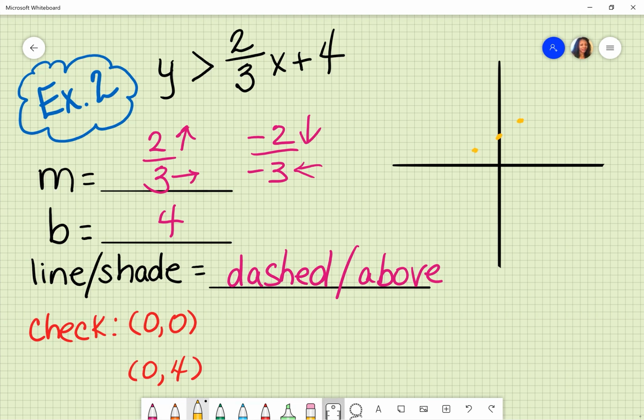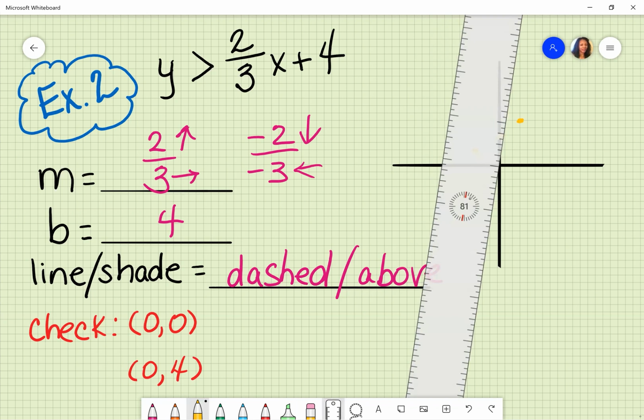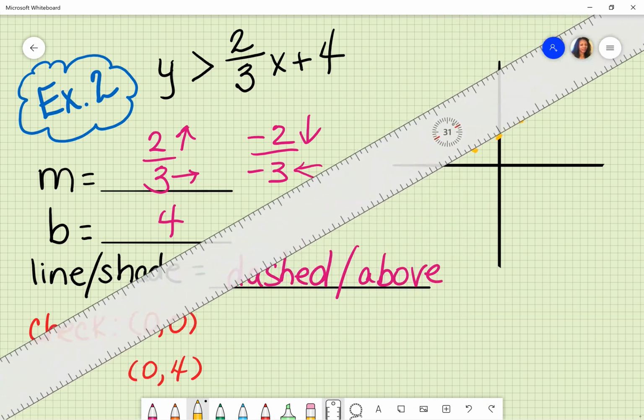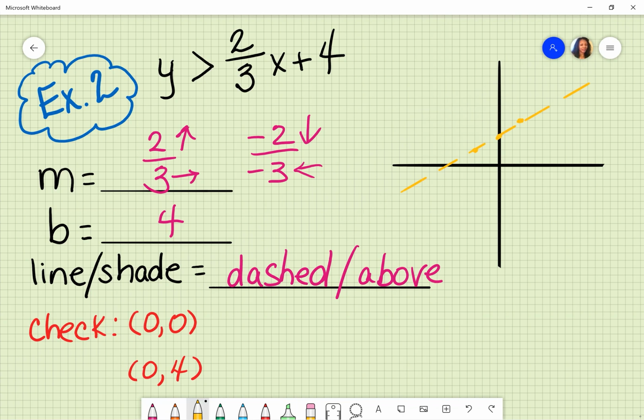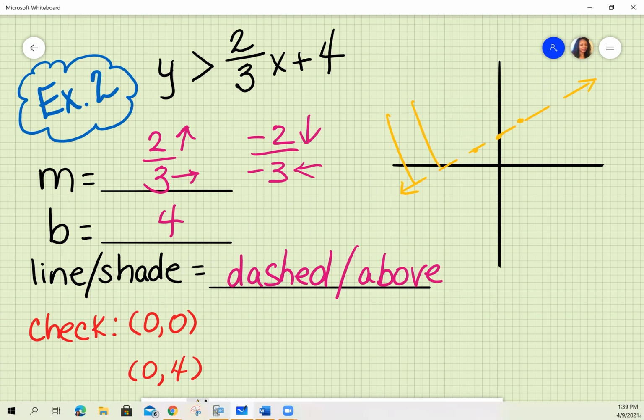Again, I should see a line, but this time my line is going to be dashed. So make sure you have erasable utensils because you're going to try to draw a solid line. So that is going to be my dashed line, and based off my notes, I'm supposed to shade above. So let's see if that's true.